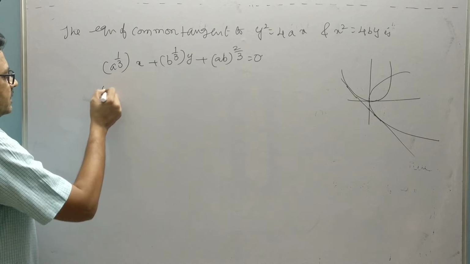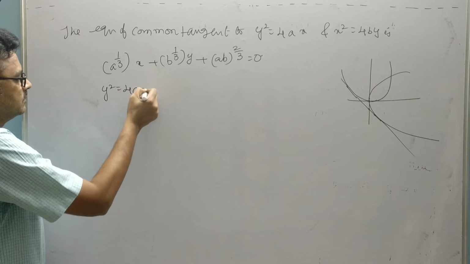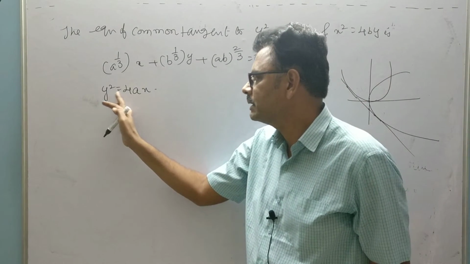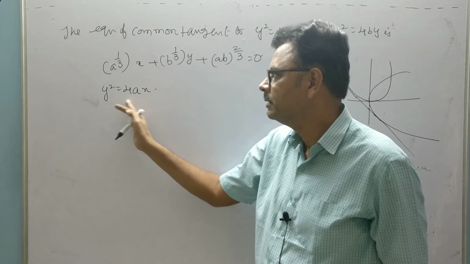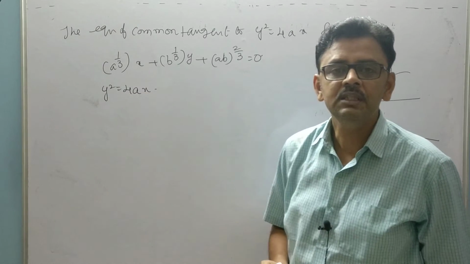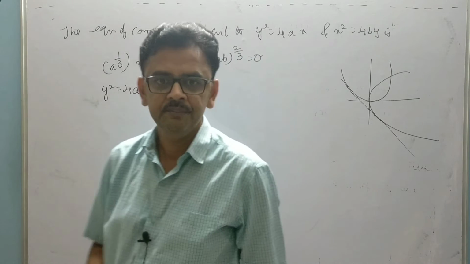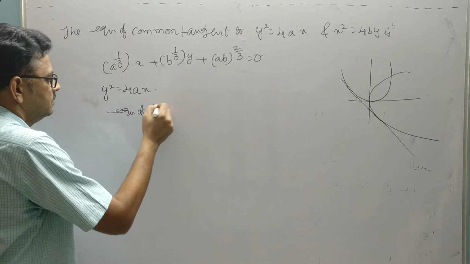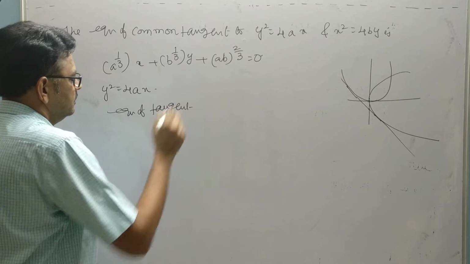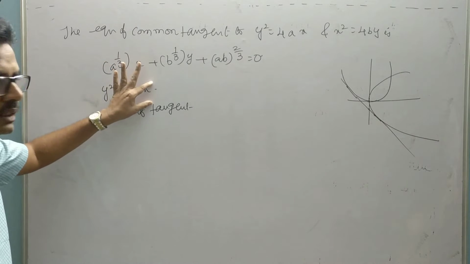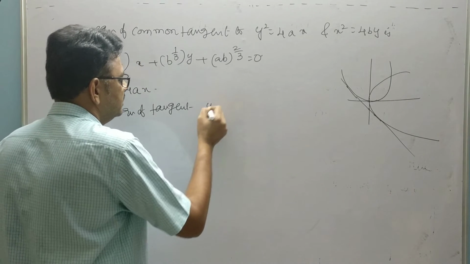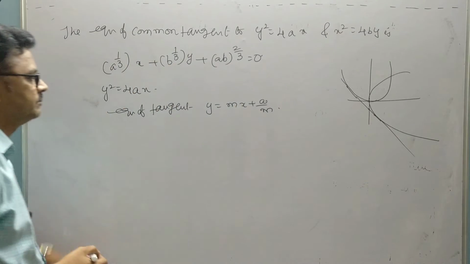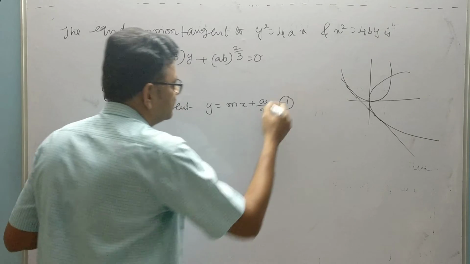So for y square equal to 4x, the equation of tangent to the parabola y square equal to 4ax in slope form is y is equal to mx plus a by m. That is the equation of tangent to the parabola y square equal to 4ax in slope form: y is equal to mx plus a by m. So let it be this, call it 1.